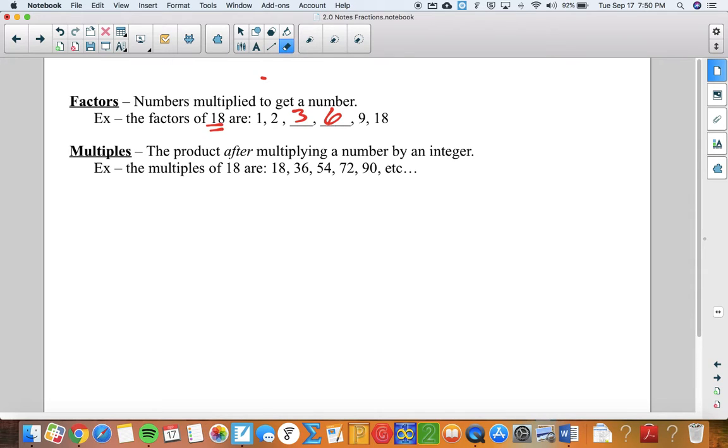Whereas multiples are the product after multiplying a number by an integer or natural number, a positive number. So the multiples of 18 are, well, 18 times 1 is 18. 18 times 2 is 36. 18 times 3 is 54. 18 times 4 is 72. 18 times 5 is 90. So you're really just adding 18 each time to get the next multiple. Multiples get bigger from the number, like 18. Factors are 18 and smaller, but they have to evenly go into 18.